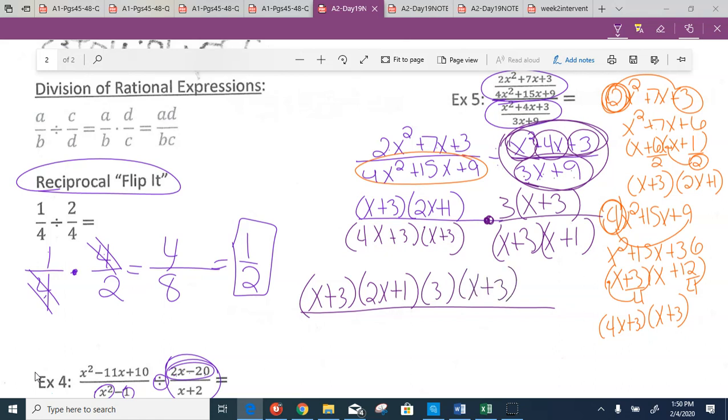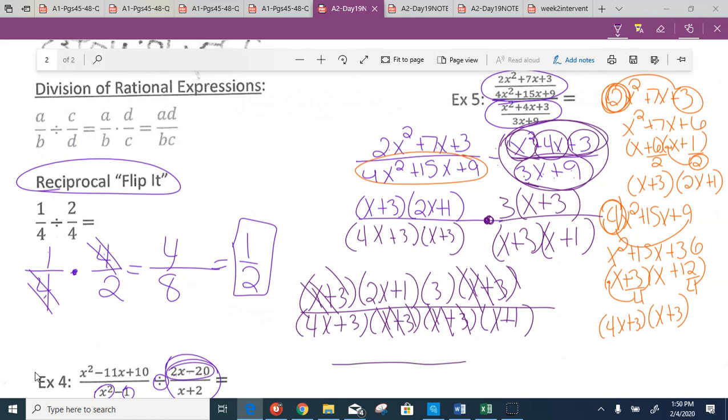That's all found in my numerator. In the denominator, I have 4x plus 3, and then I have times x plus 3, and then times x plus 3 again, and then times x plus 1. Let's cancel out any and all like terms. So I have x plus 3 here, and I have one here. I have another x plus 3 here, and another one here. And I think that's all I have so far that I can cancel out.